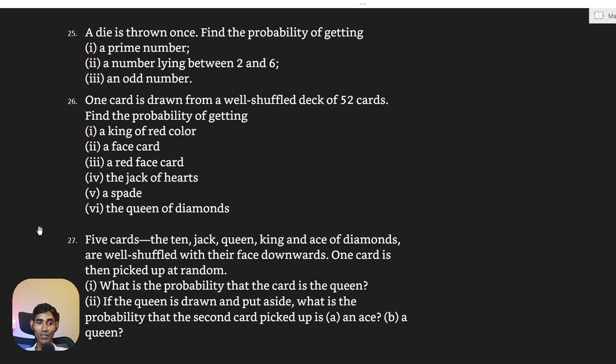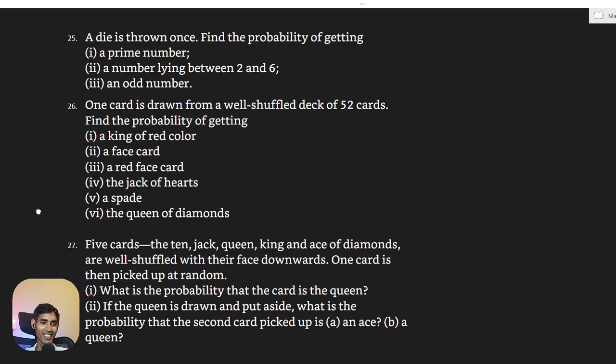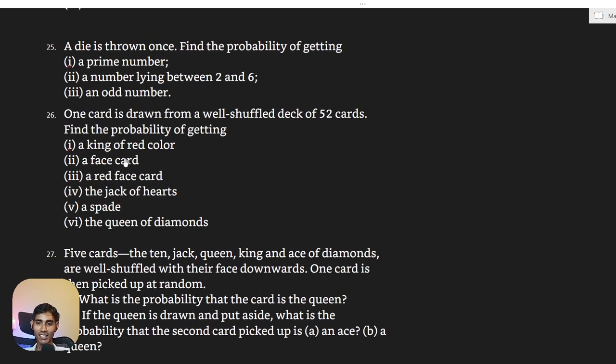25th also. Okay, now we are on cards. Okay, let's play cards. Let me get the image.